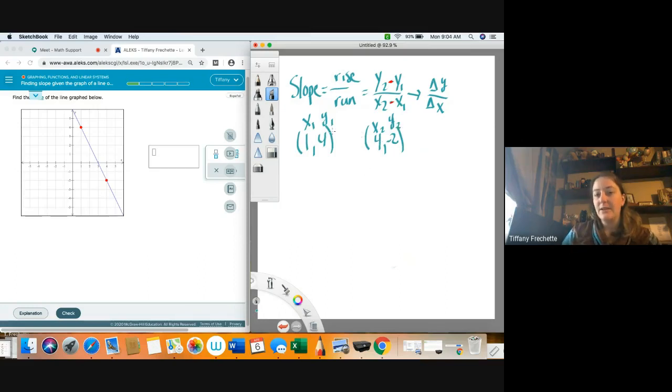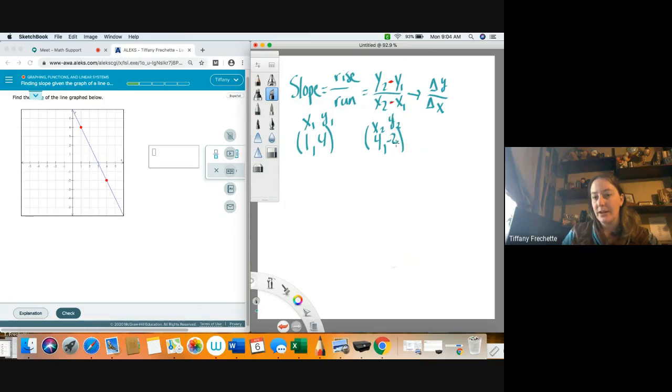You decide, and then both the numbers in one point have to be 1 and 1, and both the numbers in the other point have to be 2 and 2. So I can't have x1, y2. That doesn't work. If this is x1, this is y1. If this is x2, this is y2. All right, so let's go ahead and plug it in.